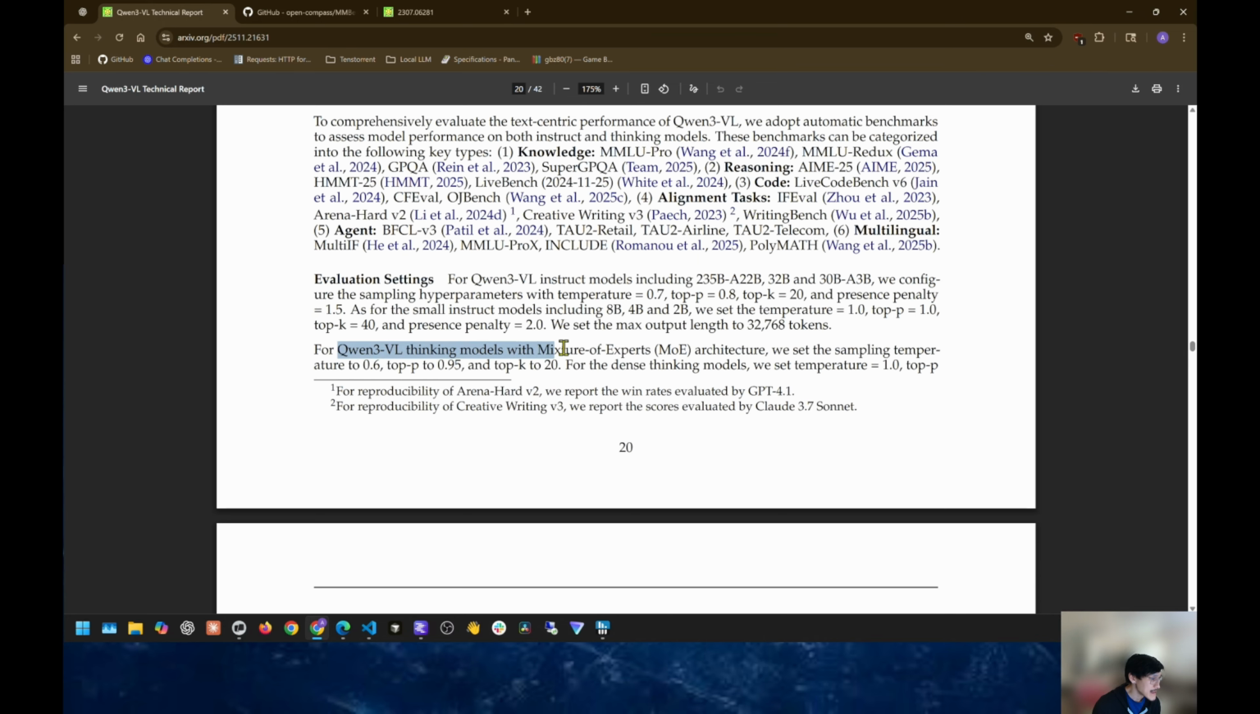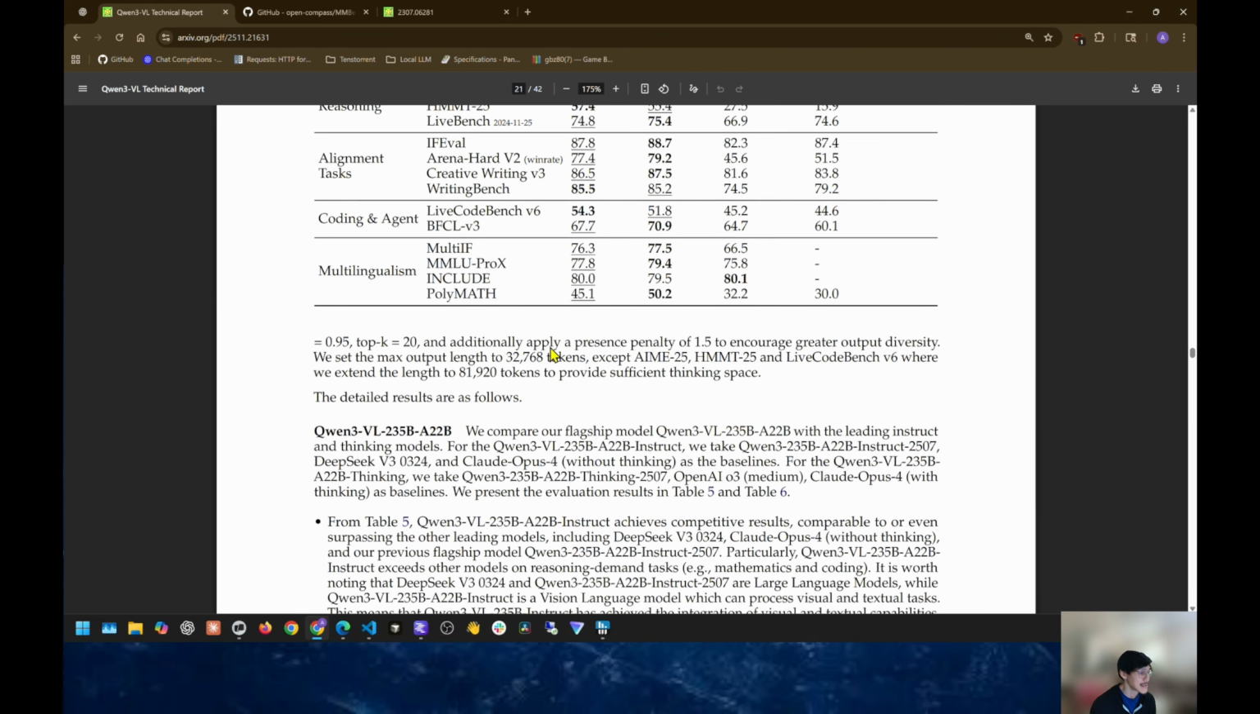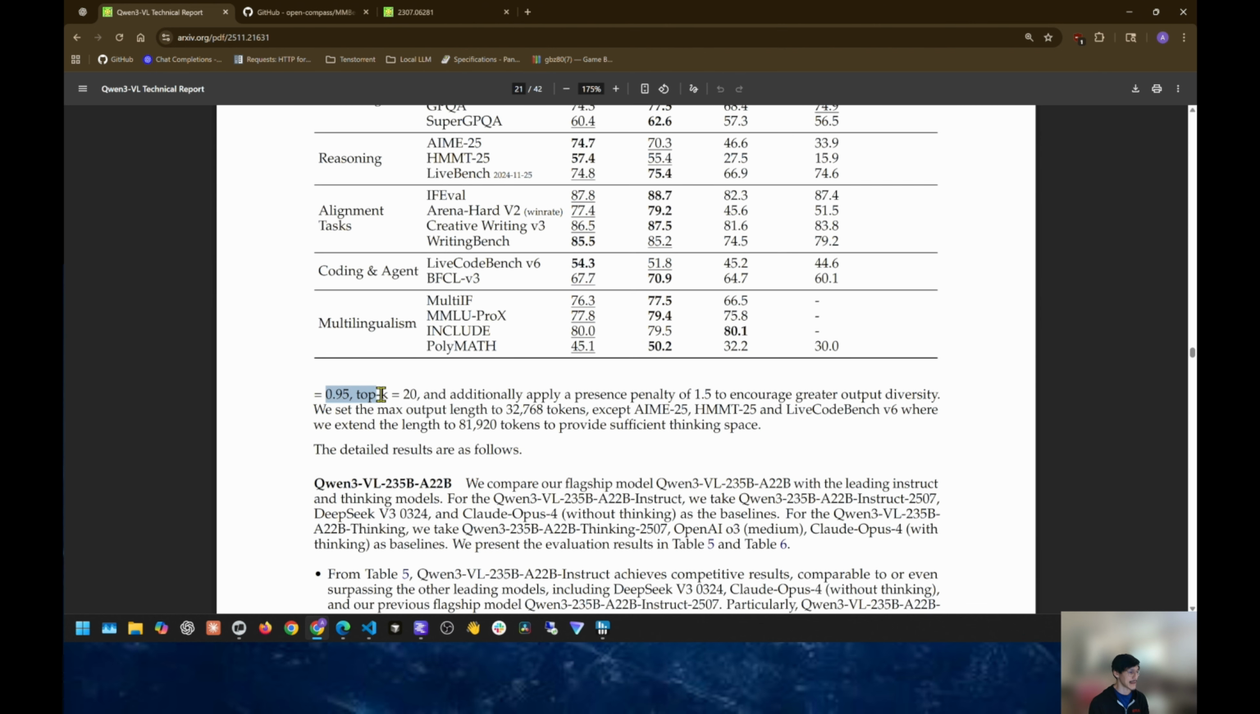For Qwen3-VL thinking models with mixture-of-experts (MoE) architecture, we set the sampling temperature to 0.6, top-p to 0.95, and top-k to 20. For dense thinking models, we set temperature to 1.0, top-p 0.95, top-k 20, and additionally apply a presence penalty of 1.5 to ensure greater output diversity. We set the max output length to 32K tokens, except for AIME25, HMMT25, and LiveCodeBench v6, where we extend the length to 81,920 tokens to provide sufficient thinking space.